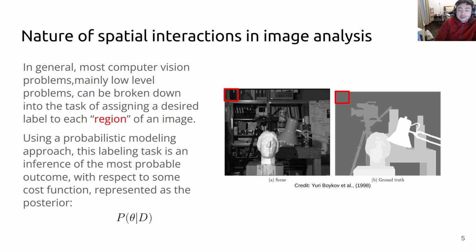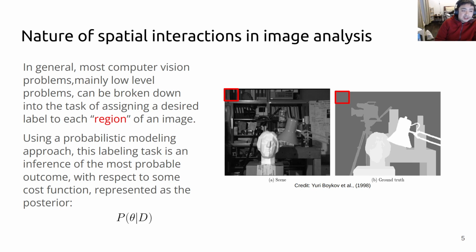And when I say regions, I mean stuff like pixels. It could be a superpixel. It could be a patch in an image. It could be irregular regions. And I represent it here by the square box. But just keep in mind, you could define a region in many different ways.